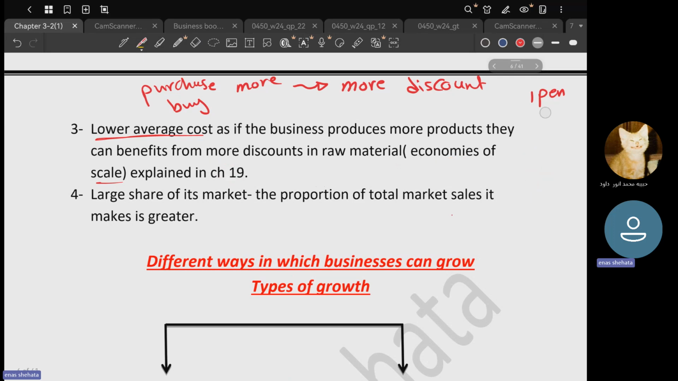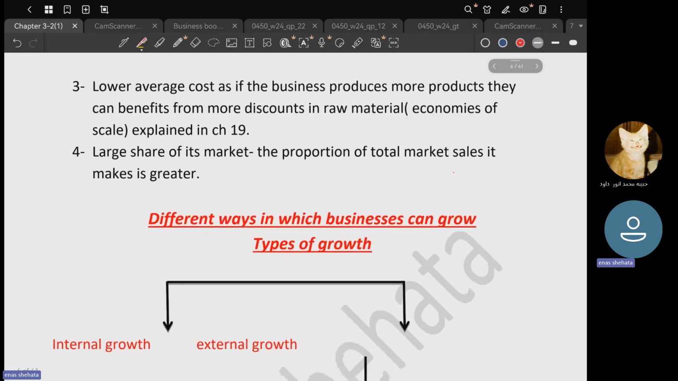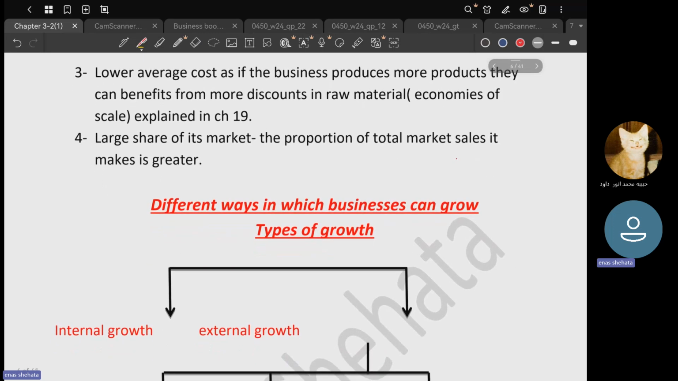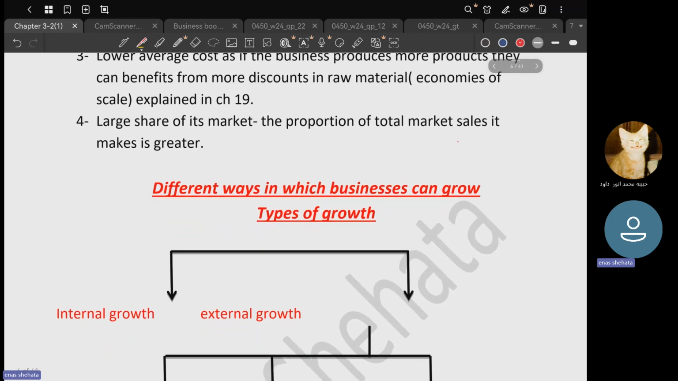We now have methods to grow your business, different ways in which a business can grow. We have two types of growth: internal growth and external growth. Internal growth, from the word internal, what do you understand? Internal means it's from inside the business itself. So the business itself will become bigger. So it means internal growth.